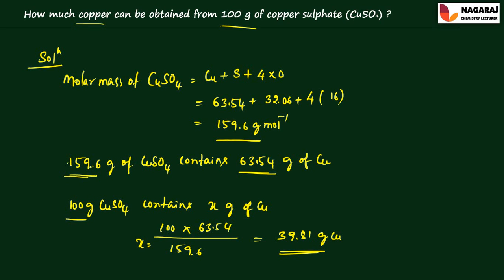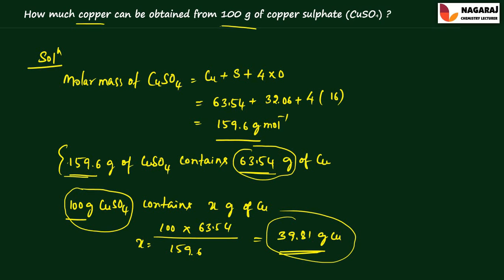That means the standard statement, the molecular mass of copper sulfate is 159.6. So this 159.6 grams of copper sulfate contains 63.54 grams of copper. And 100 grams of copper sulfate contains 39.81 grams of copper. So this problem is based on how much of an element is present in the given mass of the compound.